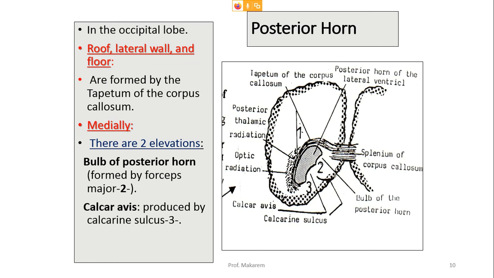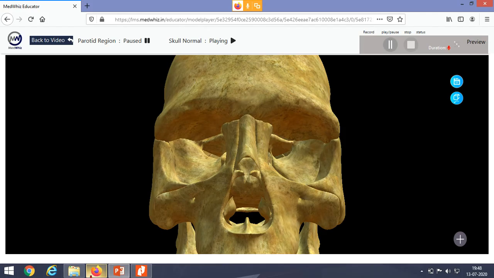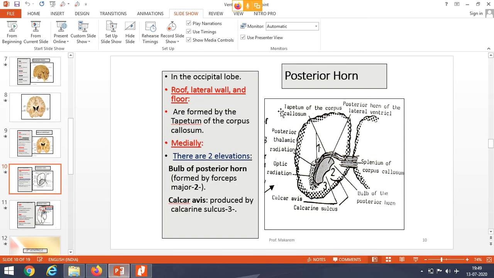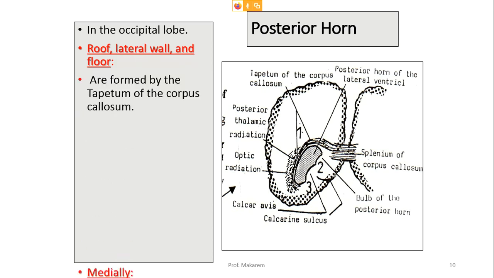Coming to the roof and the lateral wall, they form a continuous convex surface. That is how the roof and the lateral wall are convex, and they are continuous with each other. Here you can see this roof and the lateral wall.